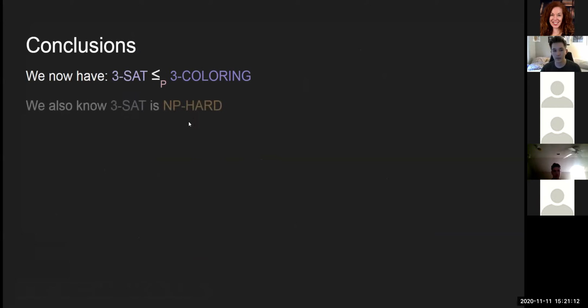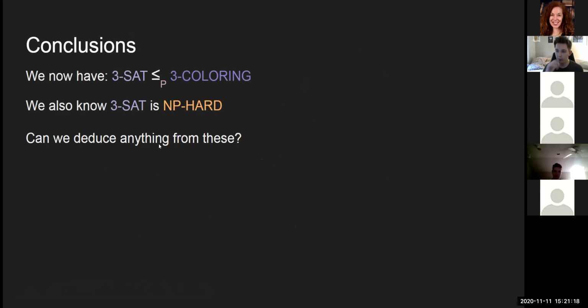We also know that 3-SAT is NP hard. And I want to ask, can we deduce anything from those two statements? So that means that 3 coloring is just as hard as NP hard problems, or it could be harder than them? So it could be harder. We'll talk about that in a second. What we know from it is that 3 coloring is NP hard.